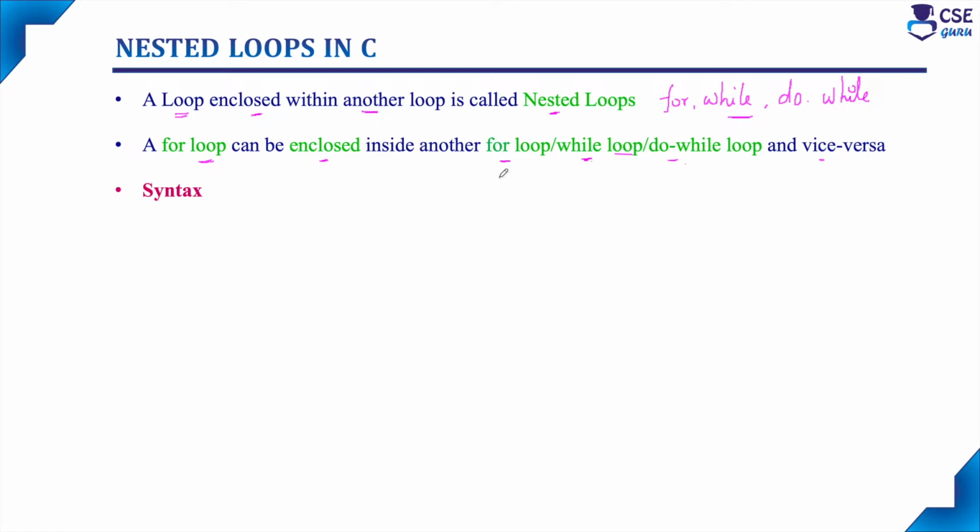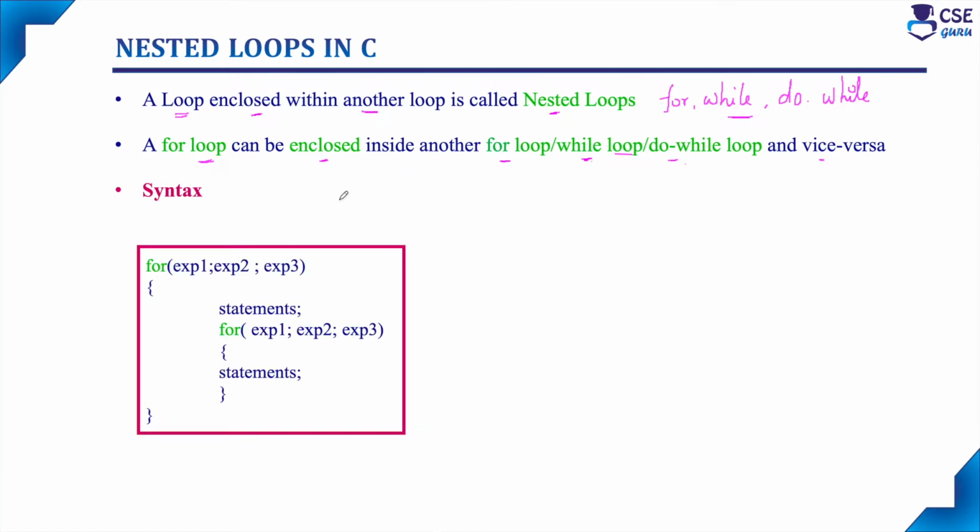If you are considering the syntax for nested loops, this is the syntax for a nested for loop. Here we have used two for loops. This is the outer for loop, which is placed outside. Within this outer for loop, one more for loop is placed inside. One loop placed inside another loop is called a nested loop, and here one for loop placed within another for loop is called a nested for loop. So this is the syntax for a nested for loop.